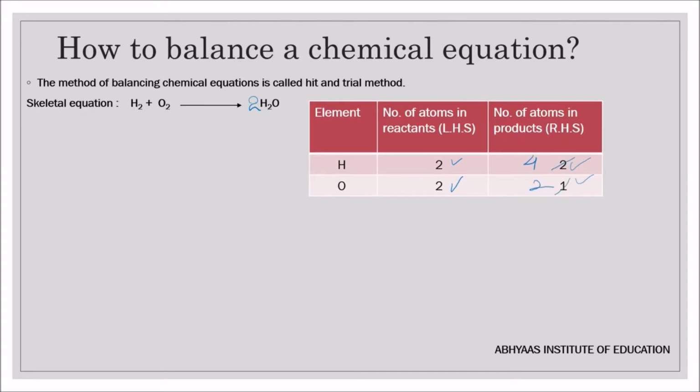So now oxygen is balanced, but hydrogen is not. Now on the left hand side, I need to add a 2 in front of hydrogen. This will make hydrogen 4 now. And now my equation is absolutely balanced. Hydrogen atoms are the same on both sides, and even the number of oxygen atoms are the same on both sides. So this is called a balanced chemical equation. And the method which we use to balance chemical equations is called the hit and trial method. It's a very important concept from the examination point of view also.